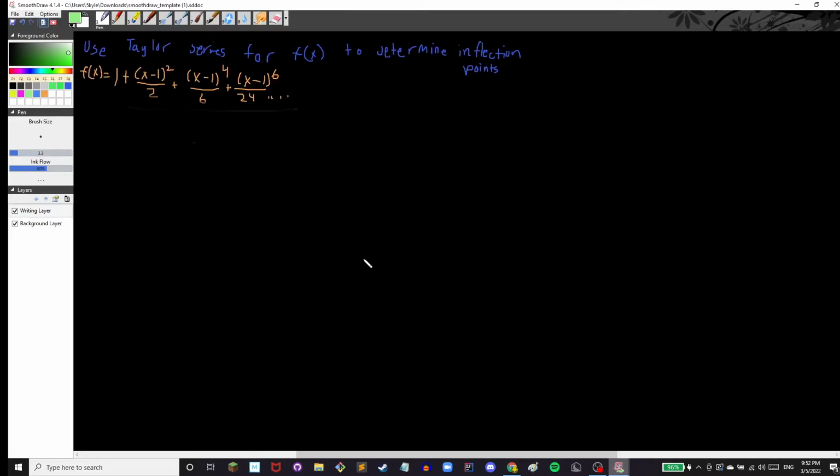Alright, let's move on to the final part of this problem. We want to determine the inflection points for f of x, which we already found again. So how do we do that? Well, we know that to determine the inflection point of a function, we need to take its second derivative and determine when it's 0. How can we find the second derivative of this series, the function given its series? Well, we can just derive the terms itself.